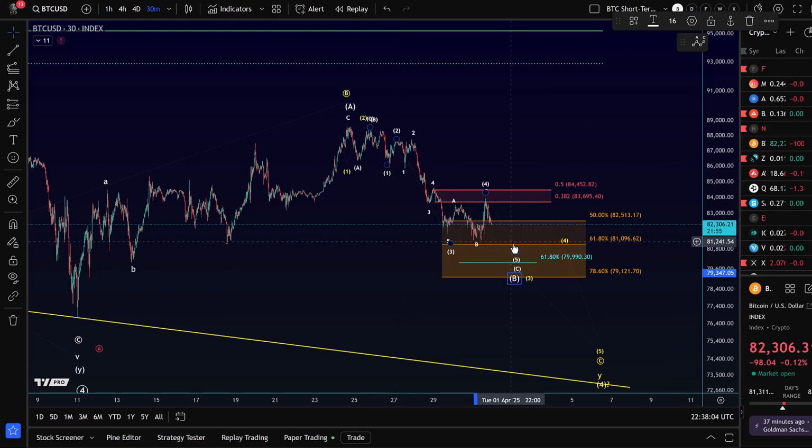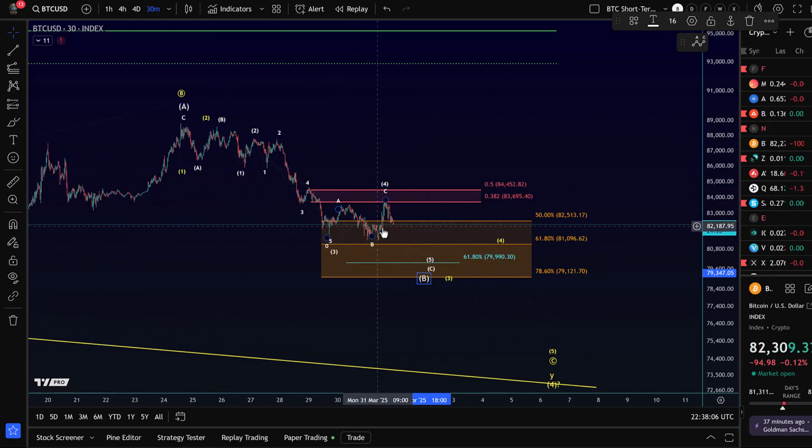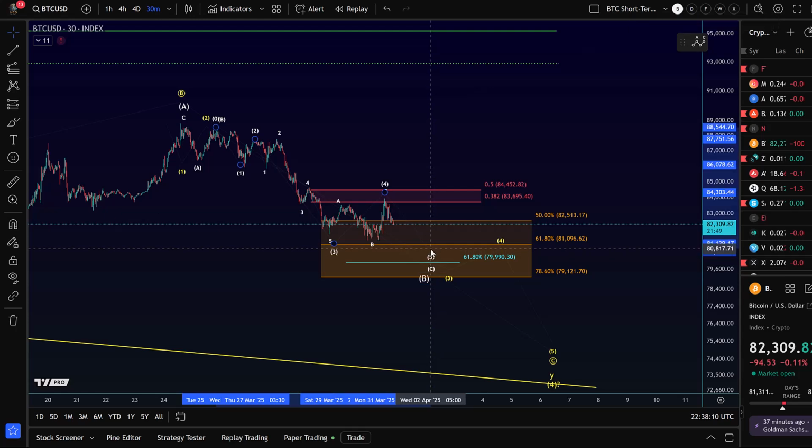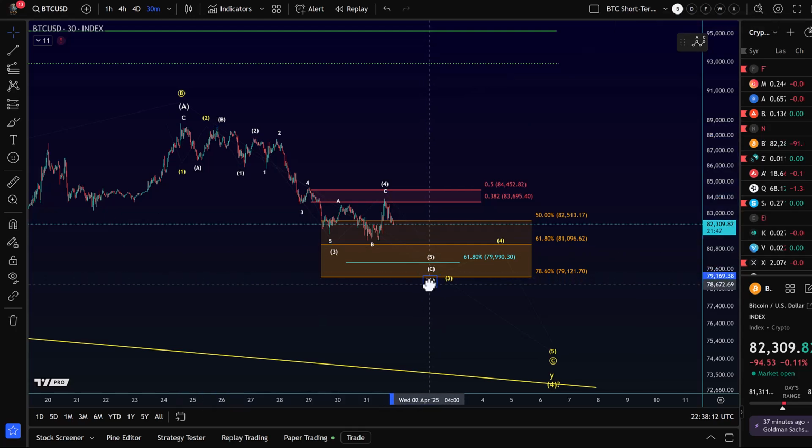We have a move down, which is a three-wave move down at the moment, in my view. Even with one more low, it would be a three-wave move. Now, for those who are not so familiar with Elliott Wave, to be considered a B wave, it should be a three-wave move down. So it is that, and even with one more low, it is a three-wave move. So it should be that, and it should hold above 79,120. Both of these conditions are still fulfilled.